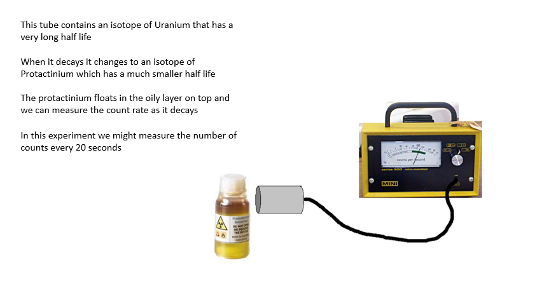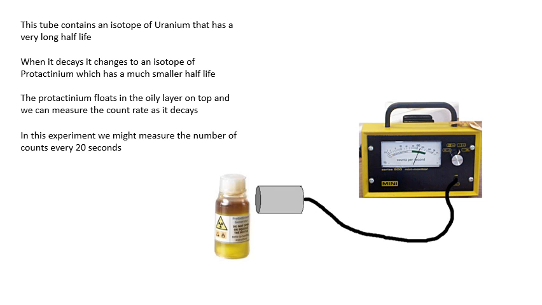Now, an experiment you should know is how to measure half-life. And one of the ways to do it is using something called protactinium. Now, it's a little bit complicated. Don't worry too much about it, but there's this isotope of uranium that produces the protactinium, and the protactinium floats in oil. So you give the tube a shake, and then the oil floats to the top, and you've got your protactinium at the top. The protactinium has quite a short half-life. So what you do is you can measure the number of counts, for example, every 20 seconds. And as time goes by, the number of counts every 20 seconds should go down as the protactinium decays. And then you can plot a graph and you can work out the half-life.